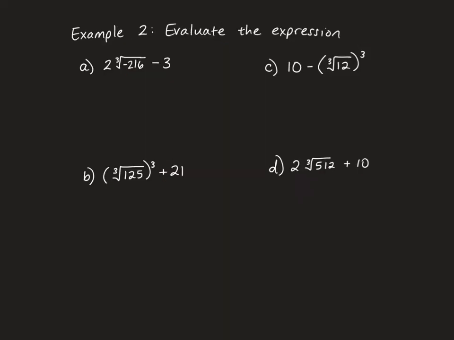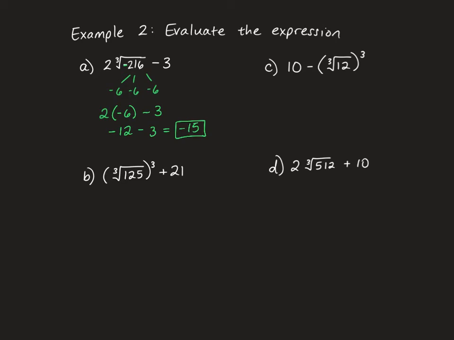In example 2, we need to evaluate the expression. For letter A, we have 2 times the third root of -216 minus 3. Now, from the previous example, we learned that 216 was 6 times 6 times 6. So since there's a negative here, we need to make this -6 times -6 times -6. So that means that we have 2 from this piece here multiplied by -6 minus 3, which gives us -12 minus 3, which is -15. So the answer is -15.